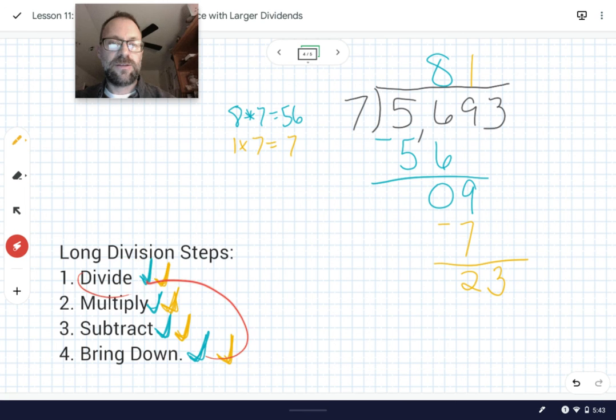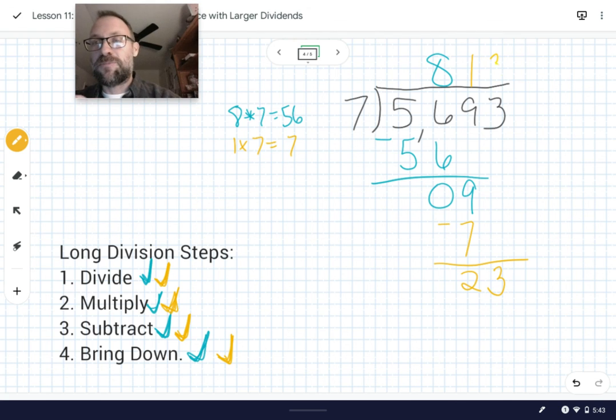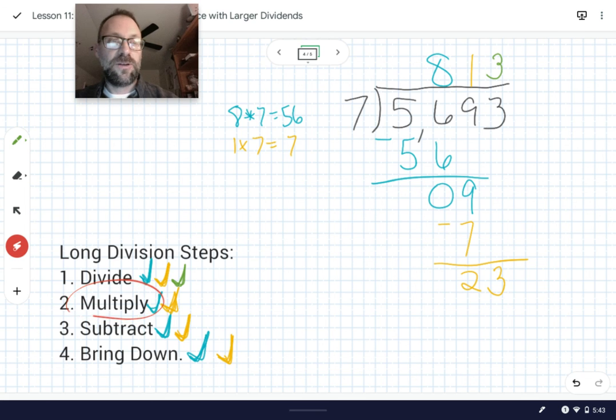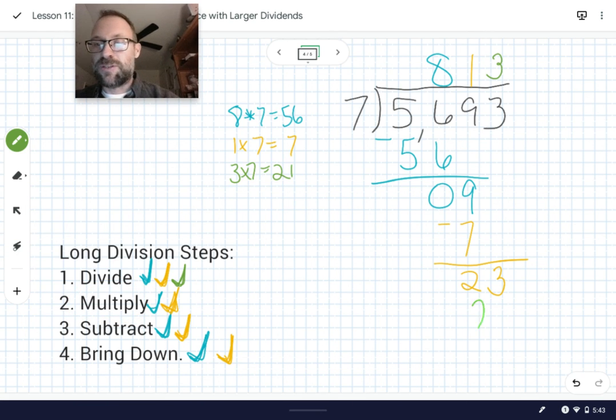We divide. How many groups of 7 can I make from 23? Or what's 23 divided by 7? And the answer is, you got it, 3. Oh, no. New color. Boy, I'm not going to remember that, am I? 3. That's our third and final division step. And now we have to multiply. 3 groups of 7 is 21. So write the 21 under the 23, keeping our digits lined up. We've multiplied for the last time.